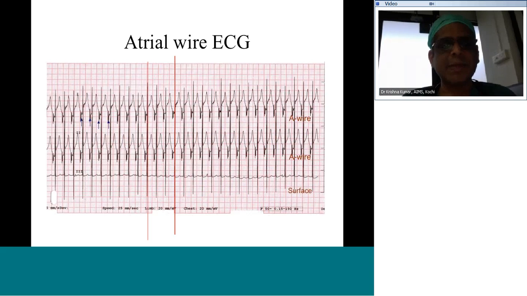Okay, and then of course you have the V waves, which are shown by these white arrows which came down, not very clear, but you can understand. So therefore an atrial wire ECG will tell you whether this is JET or not.